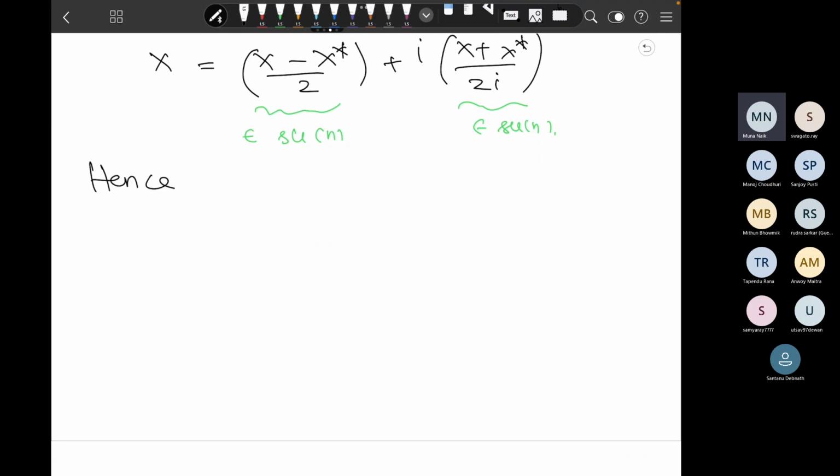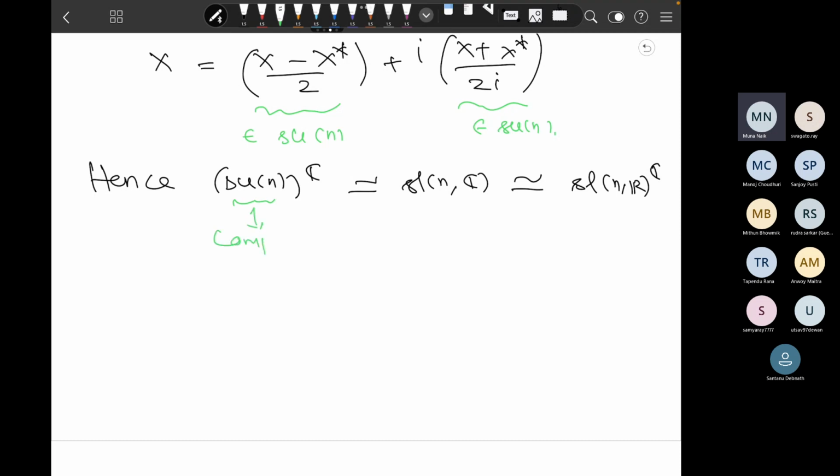Hence this SUNC is isomorphic to SLNC, and this is the complexification of SLNC. So this is a compact real form, and another is a non-compact real form. And one thing, this shows that given a complex Lie algebra, you may have more than one real form.